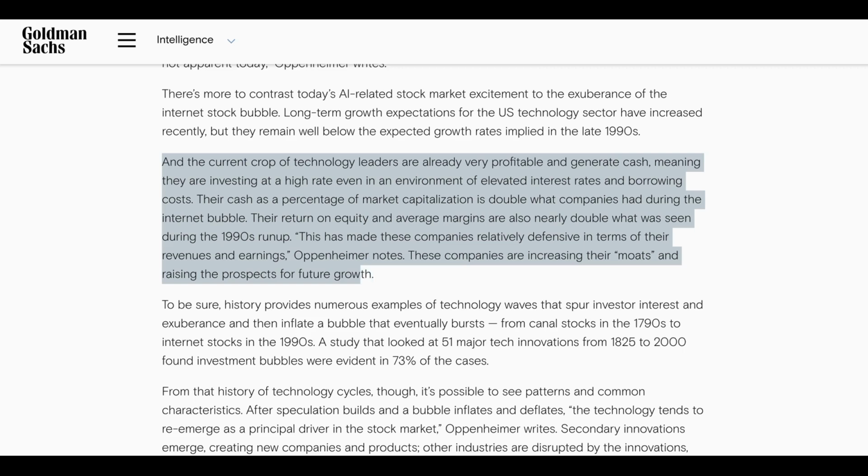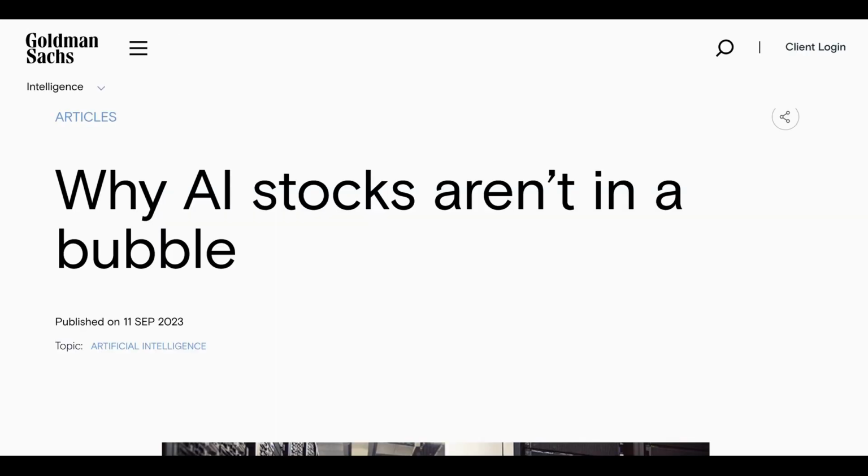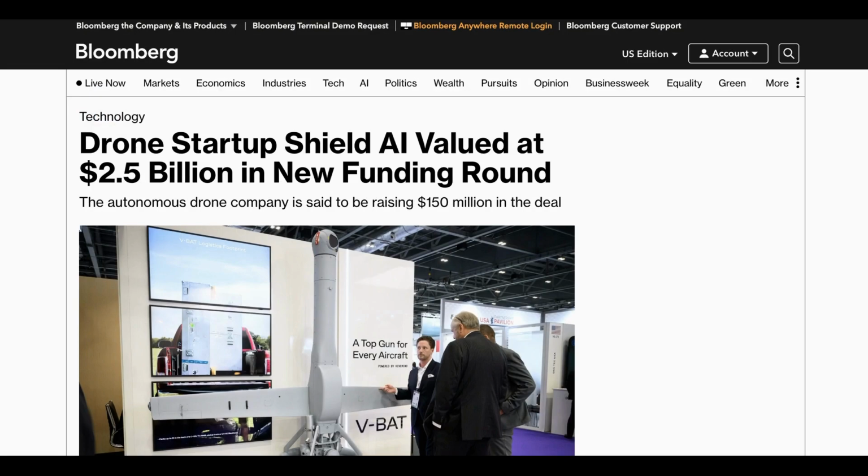What's more, they write, the current crop of technology leaders are already very profitable and generate cash, meaning they are investing at a high rate even in an environment of elevated interest rates and borrowing costs. Their cash as a percentage of market capitalization is double what companies had during the internet bubble. Their return on equity and average margins are also nearly double what was seen during the 1990s run-up. Says Oppenheimer, this has made these companies relatively defensive in terms of their revenues and earnings. TLDR, according to Goldman Sachs, we are still at the beginning and not yet in overheated territory. And yet valuations are certainly climbing.